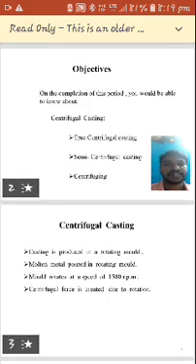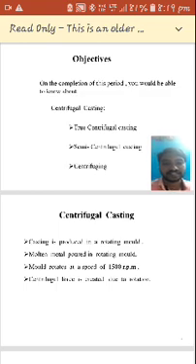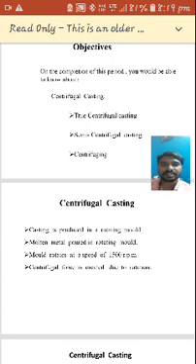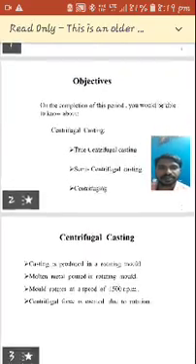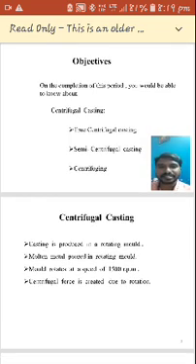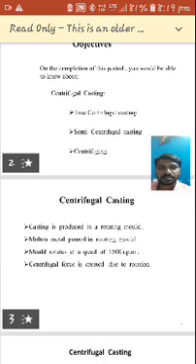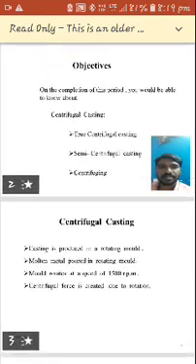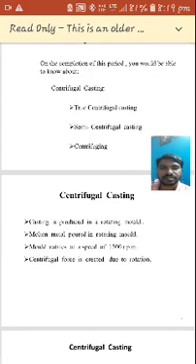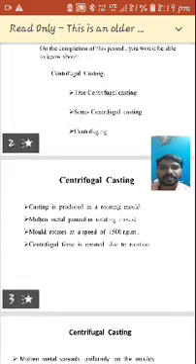So what is centrifugal casting and what are the types of centrifugal castings? In centrifugal casting there are three types: true centrifugal casting, semi-centrifugal casting, and centrifuging. Last class we discussed die castings, which have four methods. Here in centrifugal casting there are three methods, and we will see them one by one.